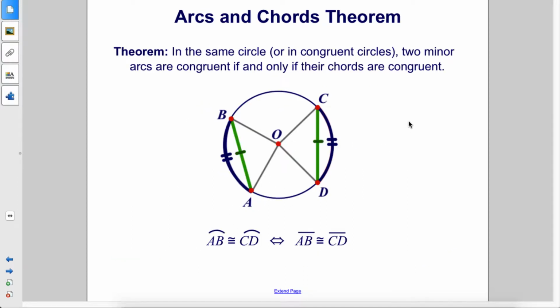Arcs and chords theorem. In the same circle or in congruent circles, two minor arcs are congruent if and only if their chords are congruent. So arc AB is congruent to arc CD if and only if segment AB is congruent to segment CD.